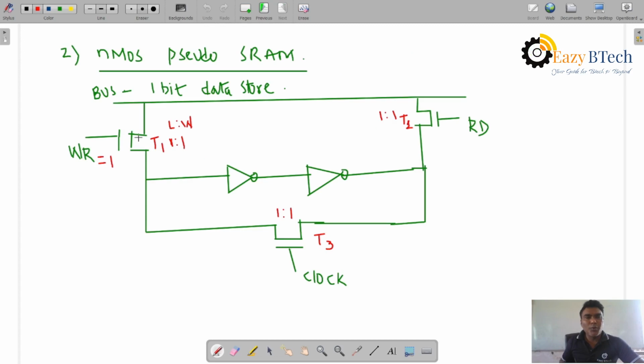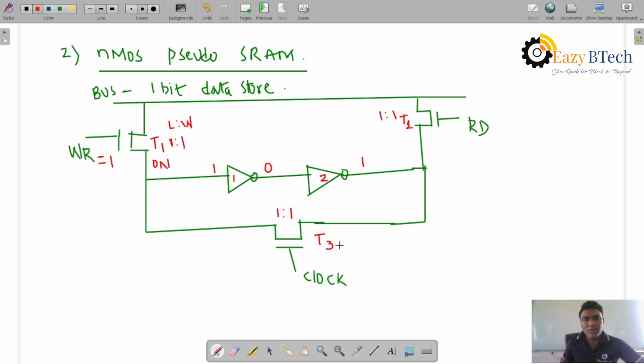When the write operation is equal to 1, transistor T1 is on. Now what happens? Data from the bus passes through the source and drain. Now inverter 1 output will be 1, and the output of the second inverter is 1 as well. This is the first inverter and the second inverter. Inverter 1 passes through the T3 transistor.